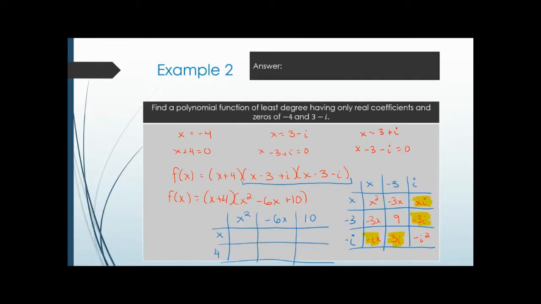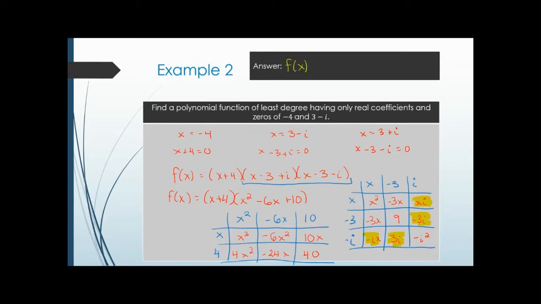So the first row, first column, x times x is x cubed. Then I have x times negative 6x, which is negative 6x squared. Then x times 10 is 10x. Then second row, 4 times x is 4x squared. 4 times negative 6x is negative 24x. 4 times 10 is 40. And then I add all of my like terms there to get my final answer.